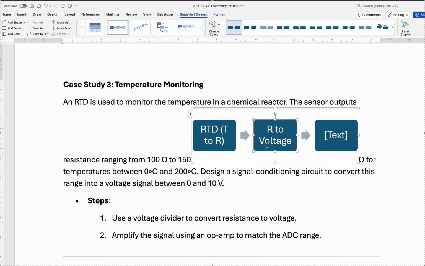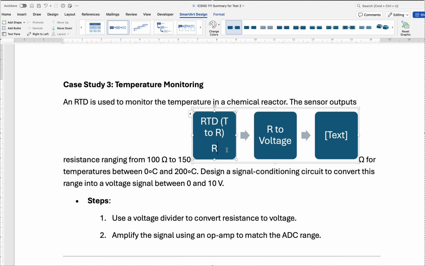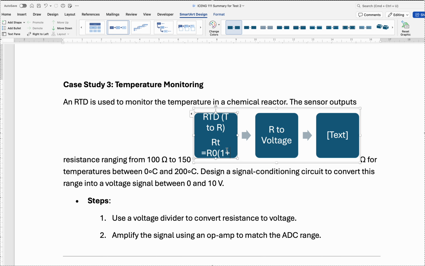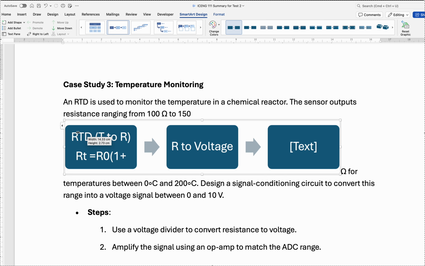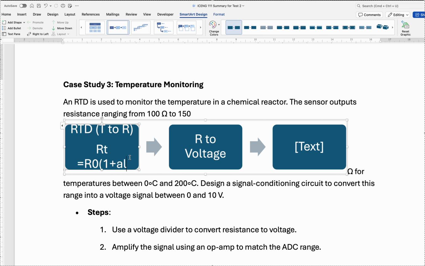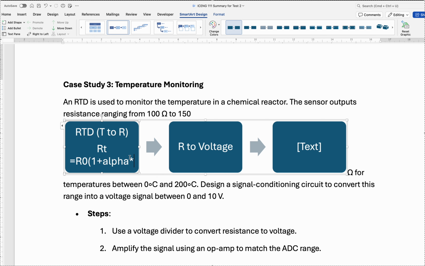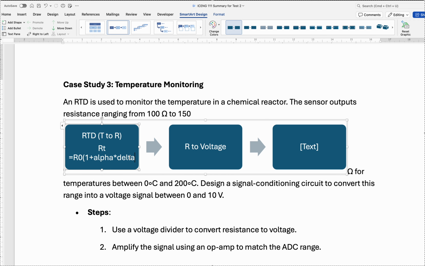Here it shows me, and let me go back. So the resistance change depends on the equation where RT is equal to R0 into 1 plus alpha, let me extend this, 1 plus alpha multiplied by delta T. Now when I find what RT is, I can convert it into voltage.